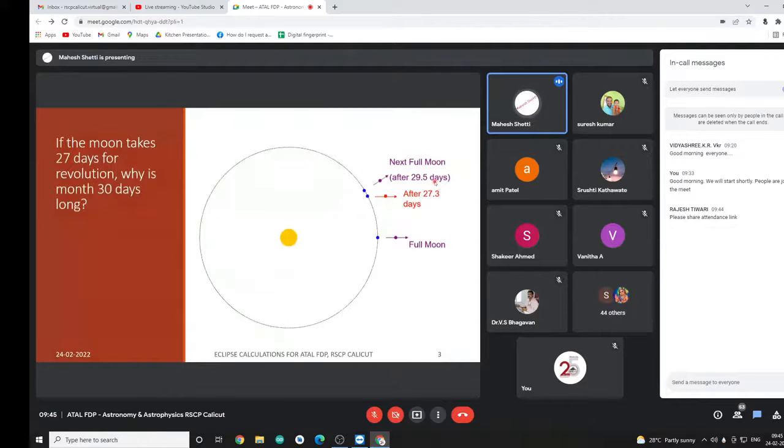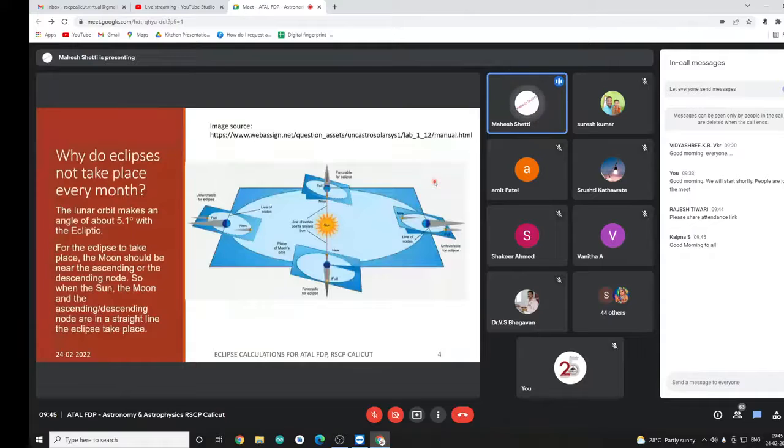So let's look at some of these calculations, and let's look at how it is directly affecting the eclipses. So first question then comes: why do eclipses not take place every month? That's because the lunar orbit makes about a 5.1 degree angle with the ecliptic.